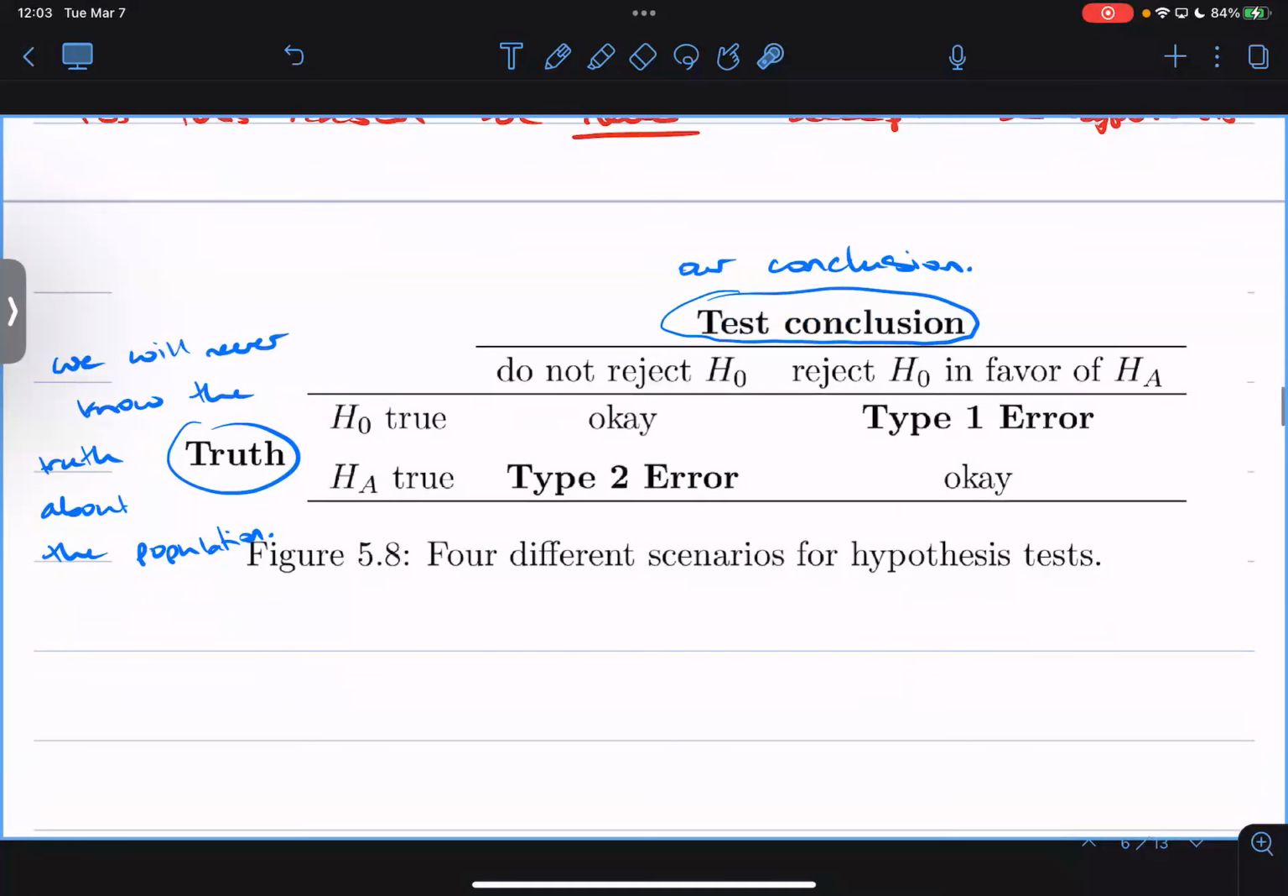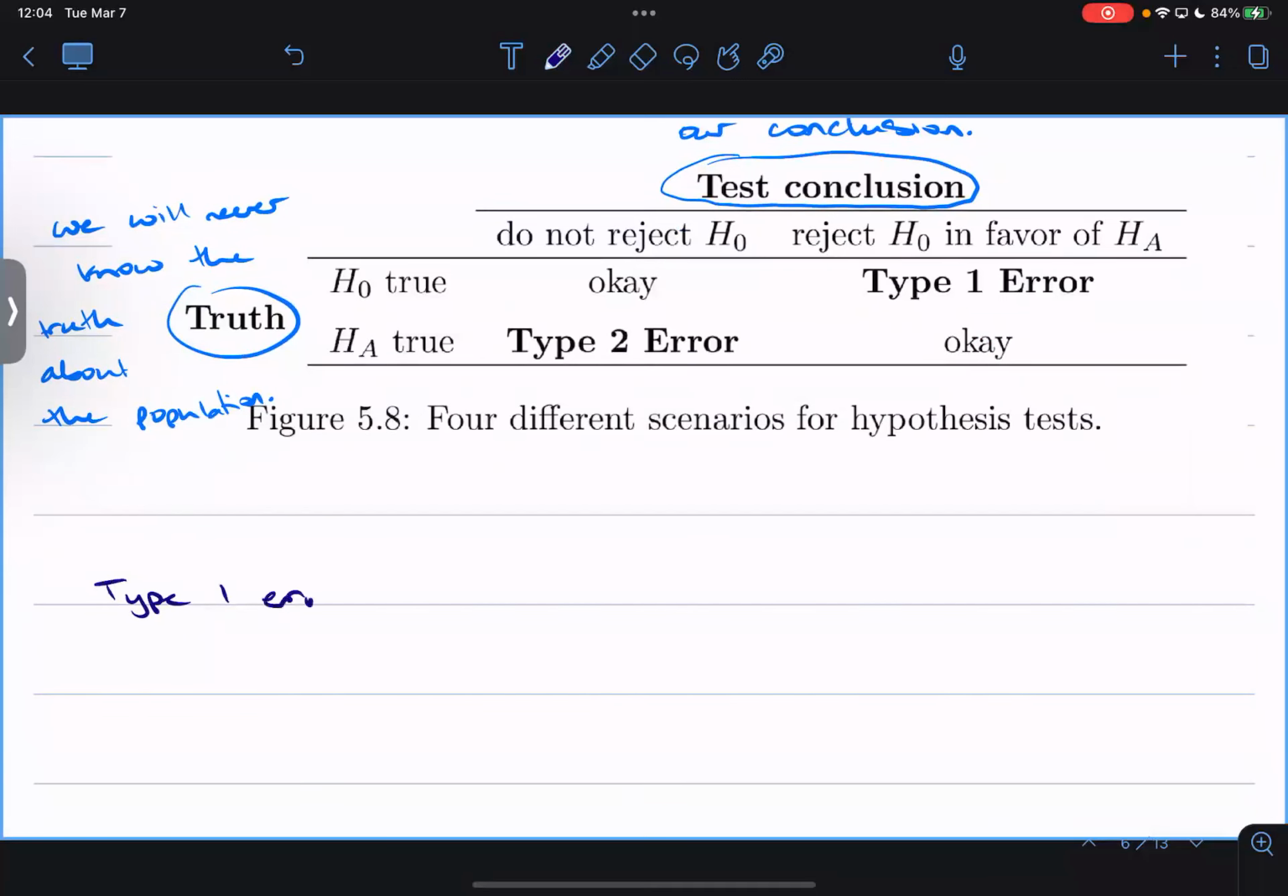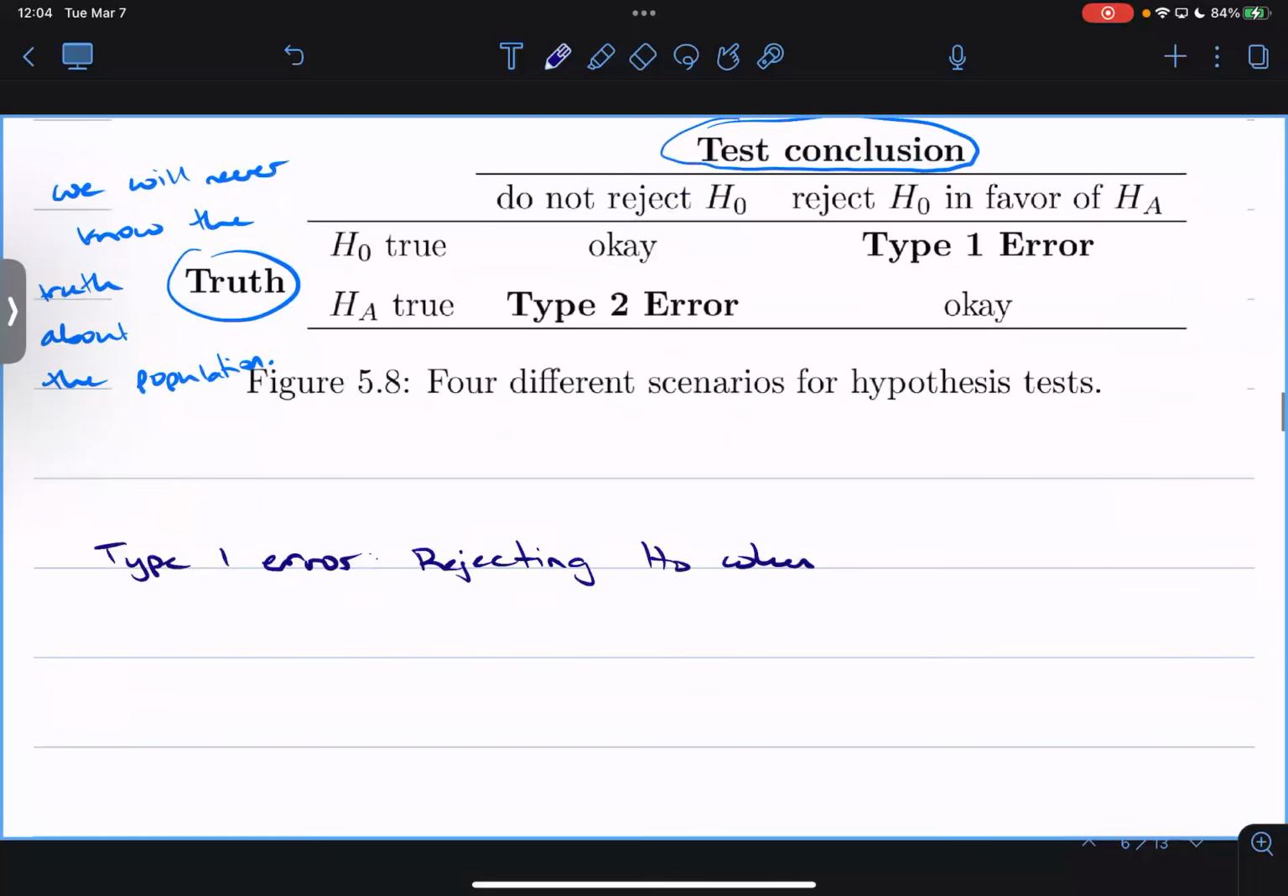Okay. And so here, I'll just summarize these in words. But if I reject H naught and HA is true, then that's an okay conclusion, right? So a type 1 error is rejecting H naught when we shouldn't have. Okay.